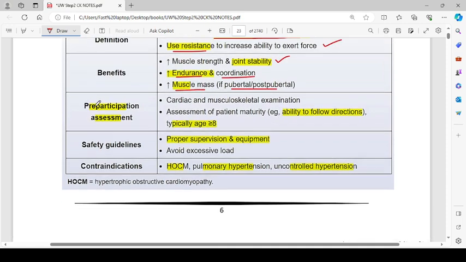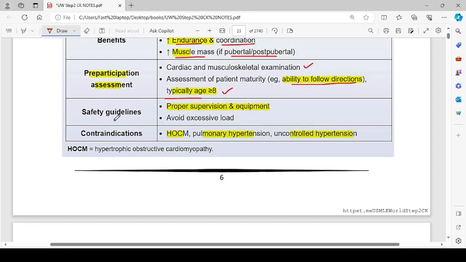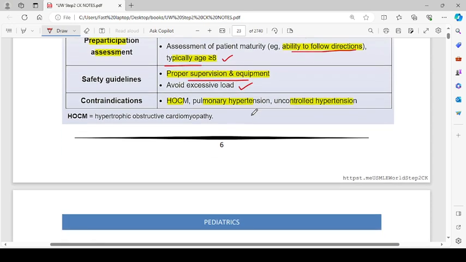Pre-participation assessment: cardiac and musculoskeletal examination, assessment of patient maturity, for example, ability to follow directions, and typically we start at age more than 8. Safety guidelines: proper supervision and equipment, avoid excessive load. Contraindications: hypertrophic obstructive cardiomyopathy, pulmonary hypertension, and uncontrolled hypertension.